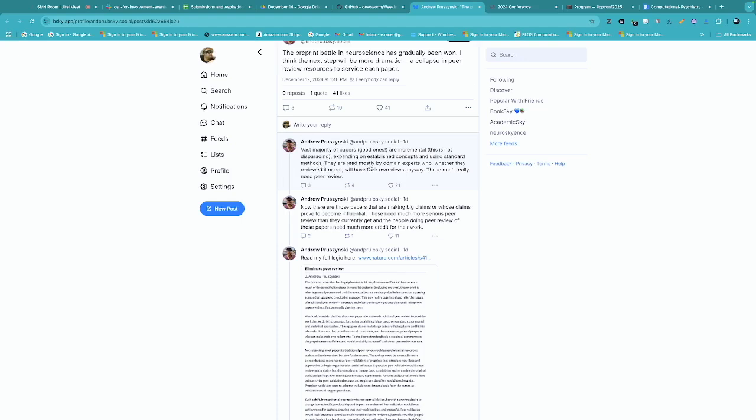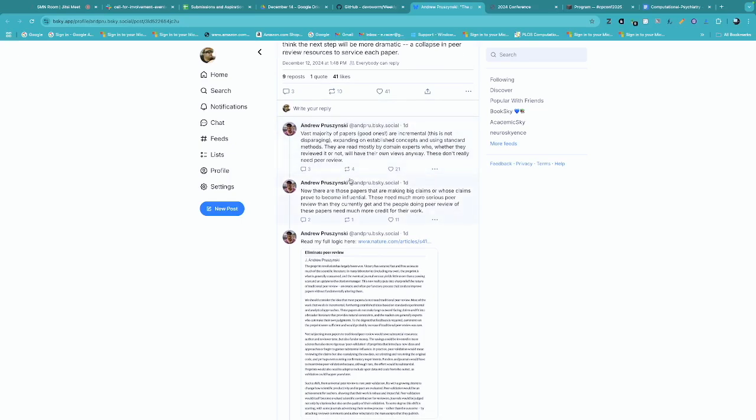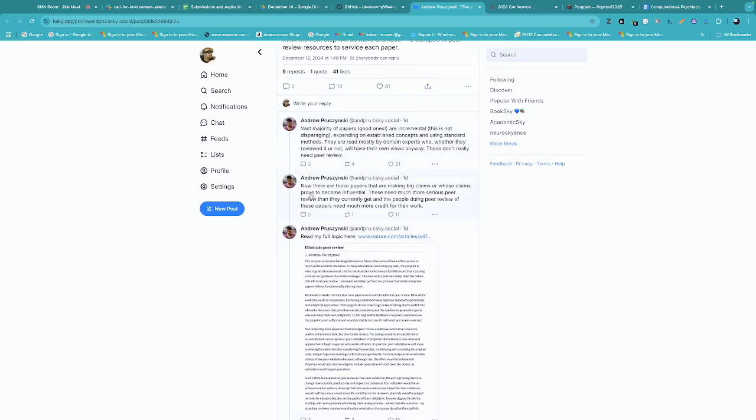It's worth keeping in mind that papers are read mostly by domain experts who, whether they reviewed it or not, will still have their own views anyways. These don't really need peer review. Sometimes, when you have people giving an opinion piece, maybe we don't want to peer review those things. Maybe we do. But if you have an opinion, and a lot of people have opinions, that's not something you necessarily need to peer review. Maybe you need to develop the idea more, but that's something that happens with more normal feedback and discussion.